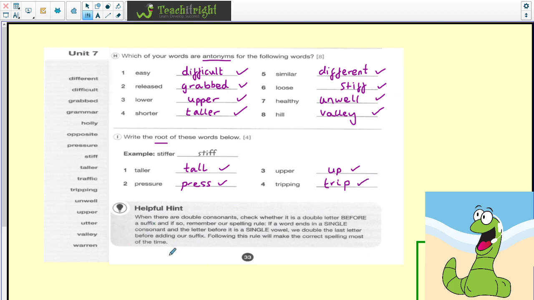Helpful hint here, when there are double consonants, check whether it is a double letter before the suffix, and if so, remember our spelling rule. If a word ends in a single consonant and the letter before it is a single vowel, we double the last letter before adding our suffix. Follow this rule, and you'll make the correct spelling most of the time. It's a really useful hint there.